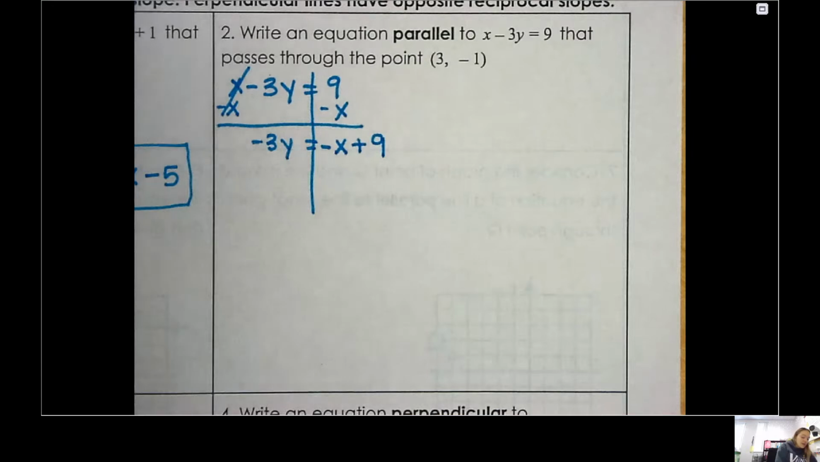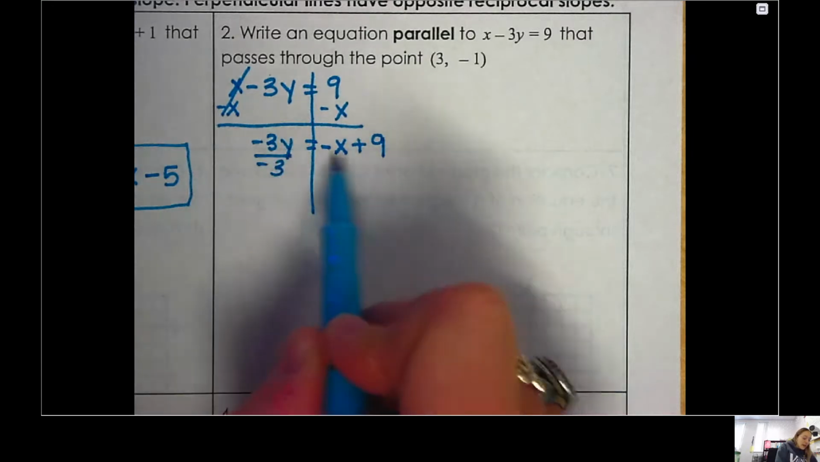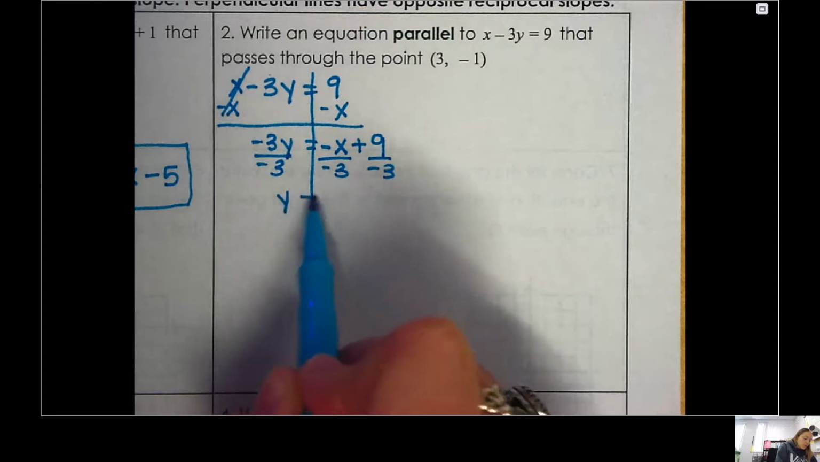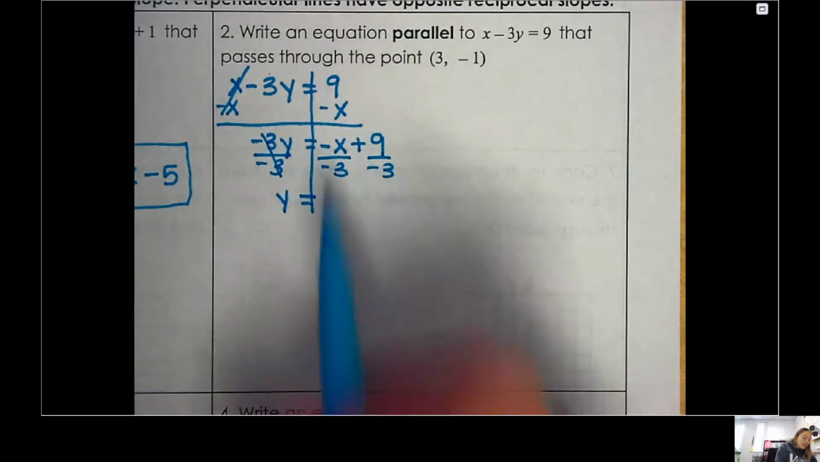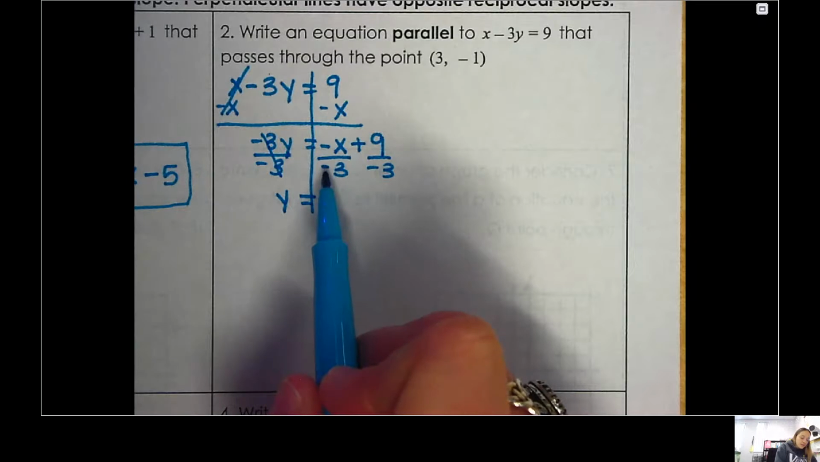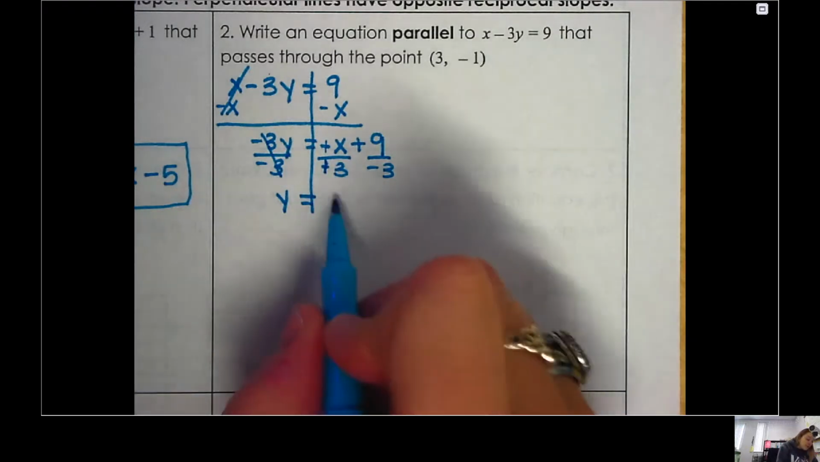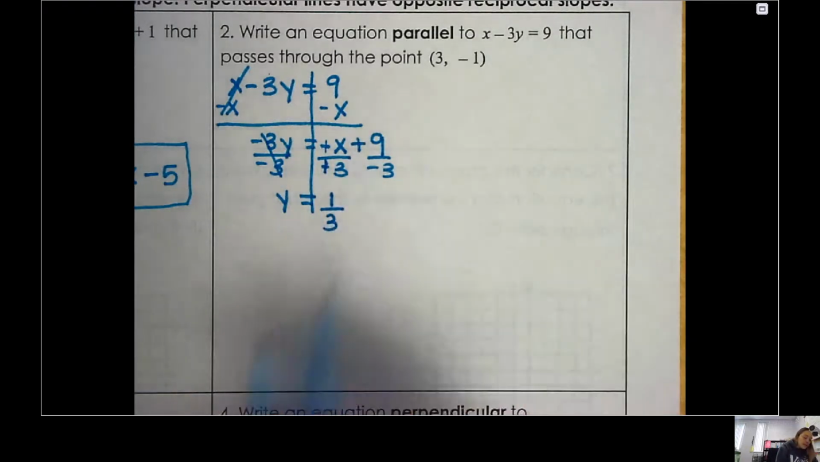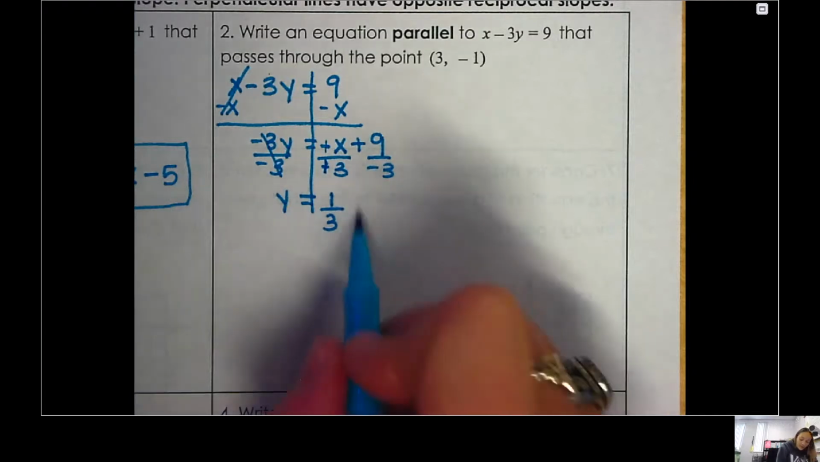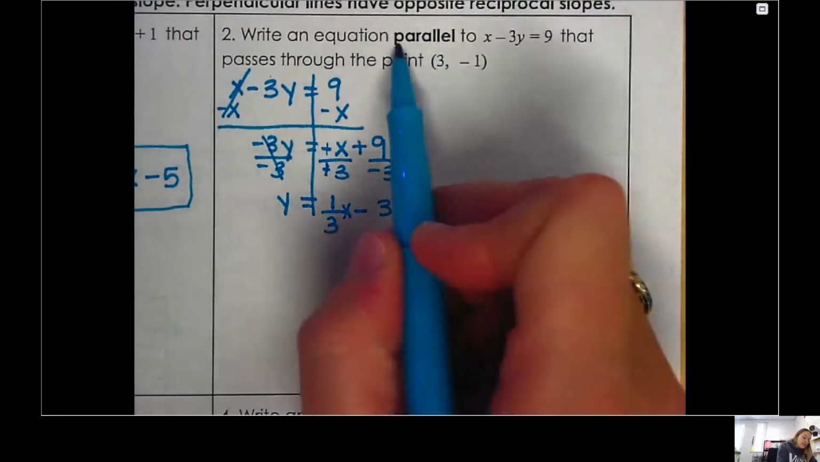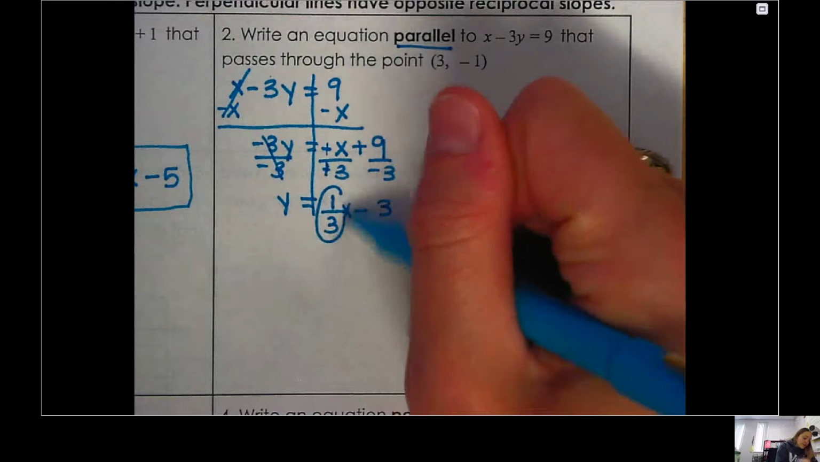Okay, and now to get the y by itself, I divide everything by negative 3. So my equation is y equals, now these negative signs will cancel, both become positive. There's no number in front of the x, so I can put a 1 there. So the slope is 1/3, and then 9 divided by negative 3 is negative 3. Oops, I forgot my x. Okay, so the slope that I'm given in this equation is 1/3.